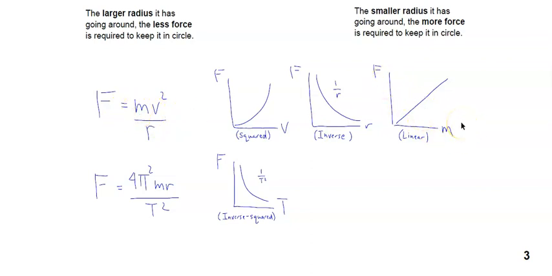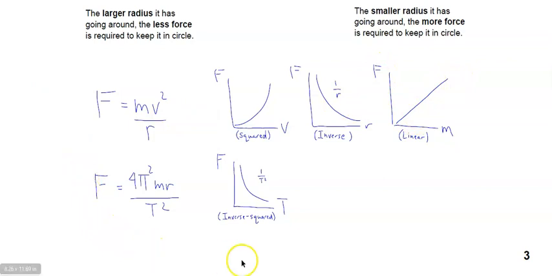So what does this mean? If I was to double the velocity, then I would actually double and square it, which gives me quadruple. I would have 4 times required centripetal force. However, if I was to double the distance, 1 over 2, I would halve the required force. If I was to double the mass, then I would double the force required to keep it in a circle.